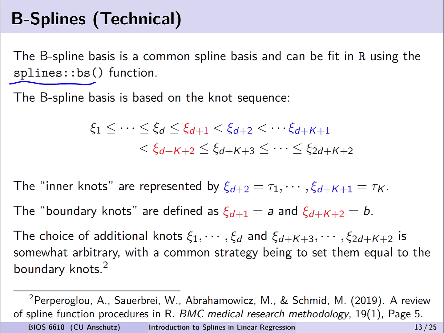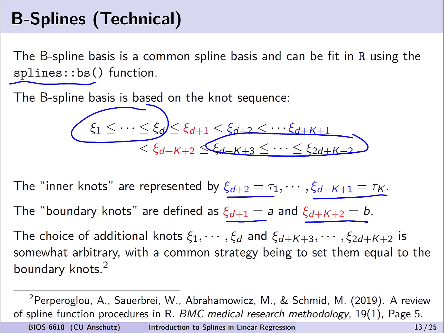Now, ultimately, the B-spline basis is based on the following knot sequence. We've added some color coding here to try to tease apart these different pieces. You can note here we're representing these by various forms of c. We can see that the inner knots are represented by the blue colored ones, and we can also denote this as tau 1 to tau k, that 1st to kth knot that we're interested in for fitting our splines. In red are the boundary knots, which we can denote as a and b. And then the choice of additional knots, all the black colored knots located above or below those boundary knots, is ultimately arbitrary, and a common strategy is to set them equal to those boundary knots.